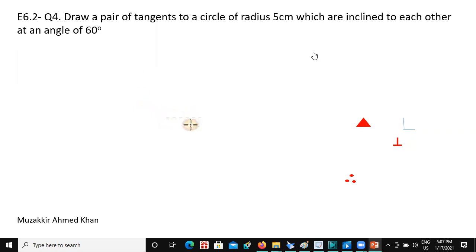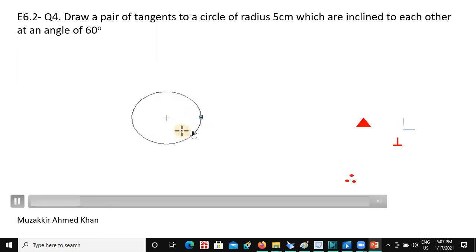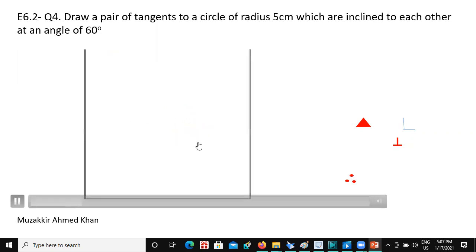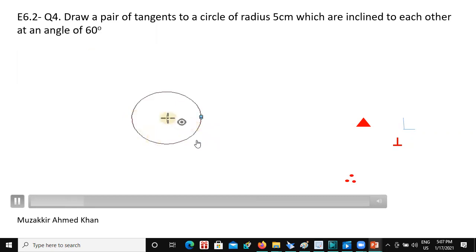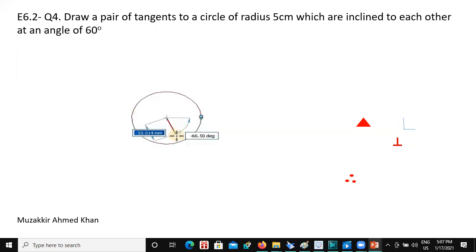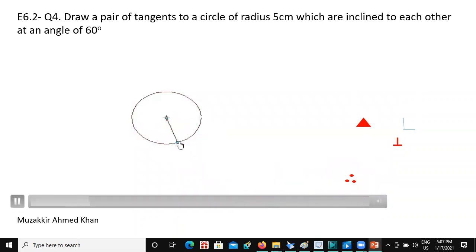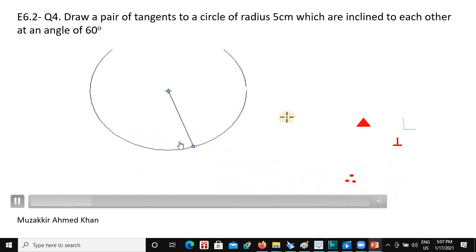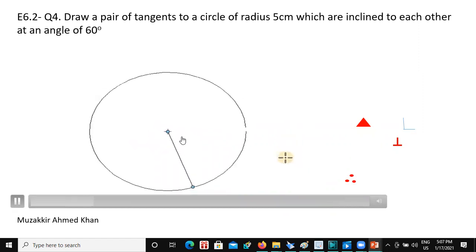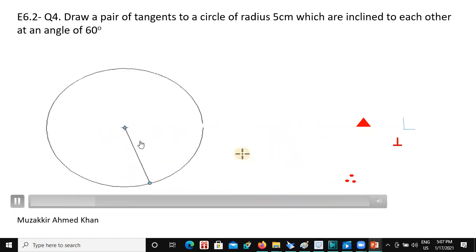We'll draw a circle of radius 5 centimeter. I measured in the compass and I have drawn a circle. Okay. And now I'll draw a line that meets at some point of the circle. And we know from the calculation that the angle I get over here is equal to 120, isn't it?